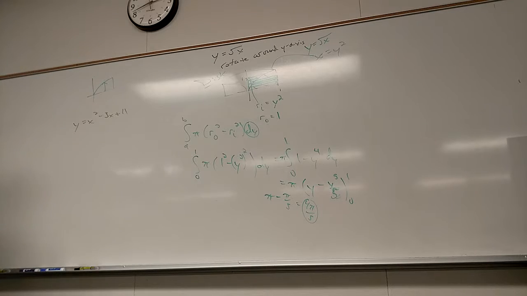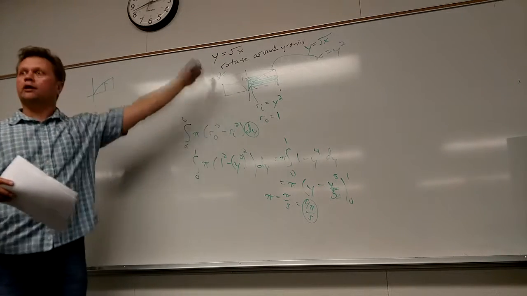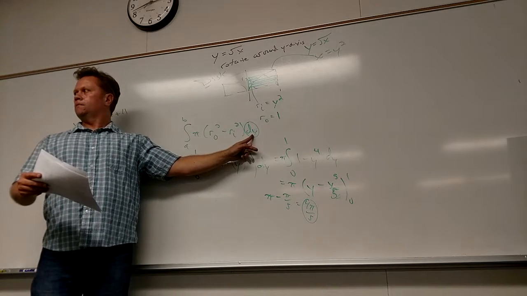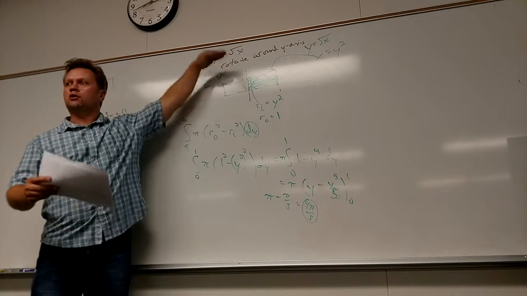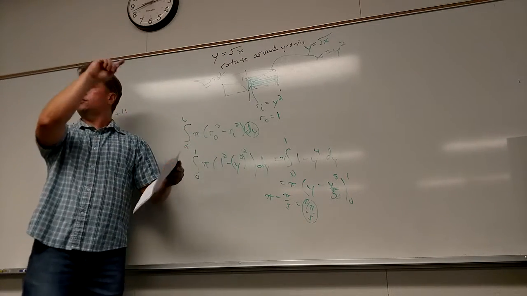If you want to use the disk method, when you're revolving around the y-axis or something parallel to the y-axis, it must be dy. Because then that's the axis you're going to march along. That's what I'm trying to tell you. That's the axis that's going to control everything. You have to march along that.